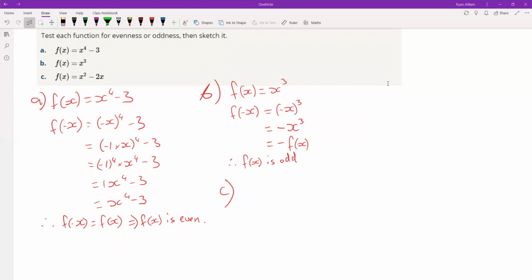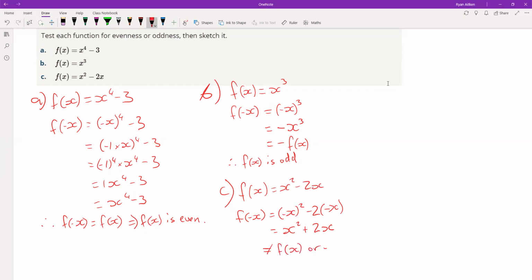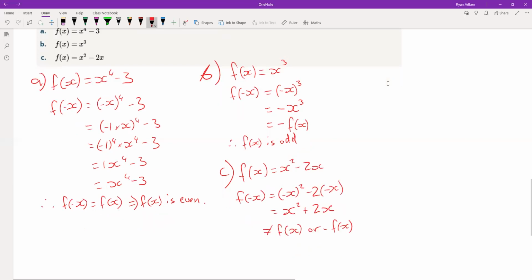Okay, so f of x equals x squared minus 2x. Then f of negative x would equal negative x squared minus 2 times negative x. Well, that's clearly going to be x squared, but this is going to be plus 2x. It's a different thing. Unfortunately, that is not equal to f of x or negative f of x. Because negative f of x would have been negative x squared plus 2x. But our x squared is positive, therefore neither even nor odd.